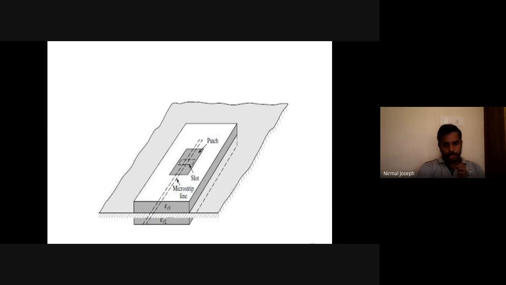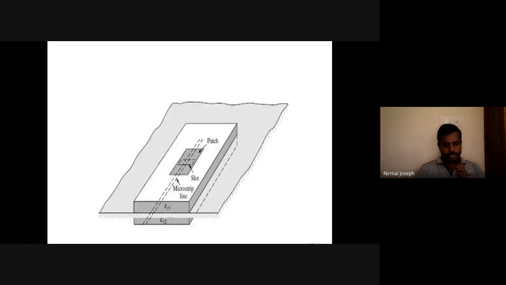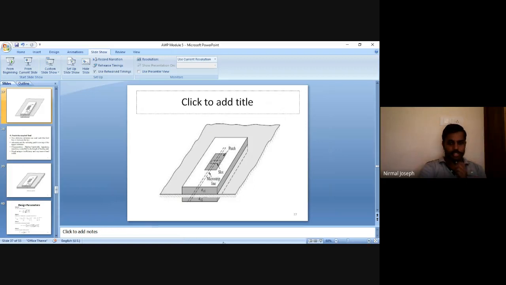Then in between those two, the ground plane is there. And on the bottom side of the lower substrate, there is a microstrip feed line. That feed line is on the lower surface of the lower substrate, and that's why it is shown as a dotted line.